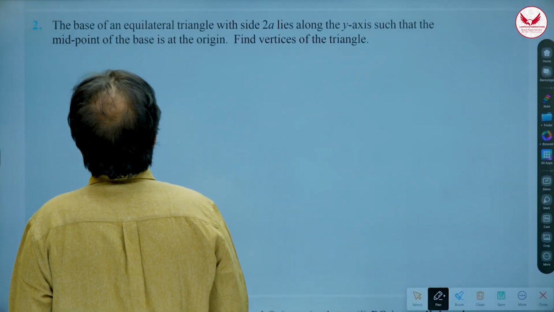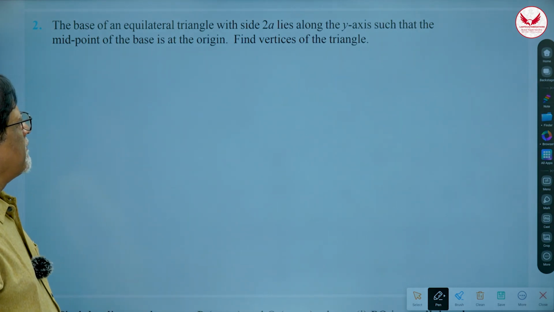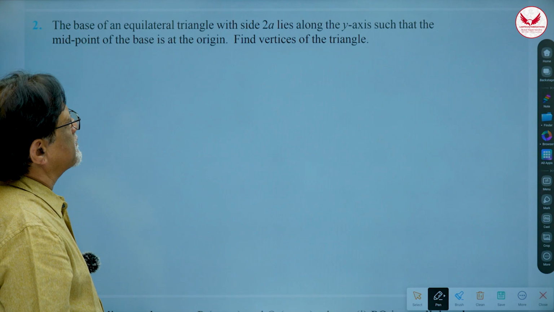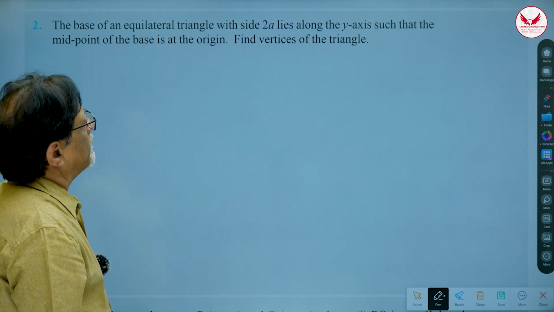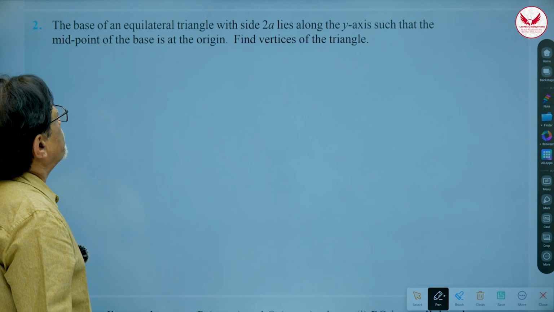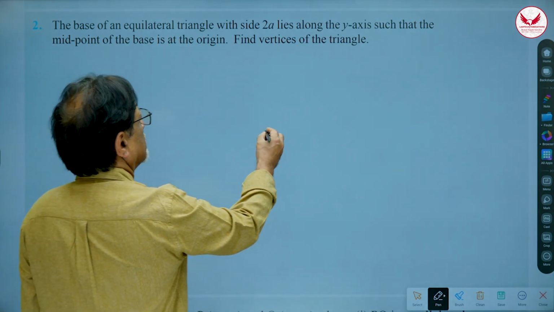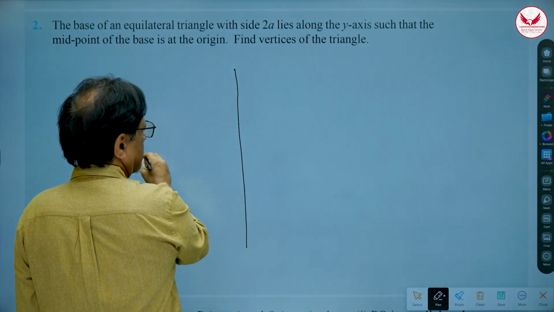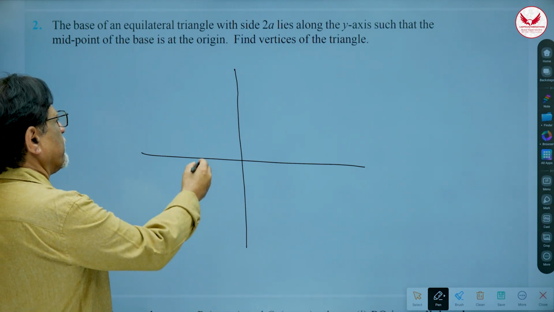Now, let us look at the second problem. The base of an equilateral triangle of side 2A lies along y-axis such that midpoint of the base is the origin. Find vertices of the triangle. See? So, this is the y-axis. This is x-axis. And 2A is the length of its base.